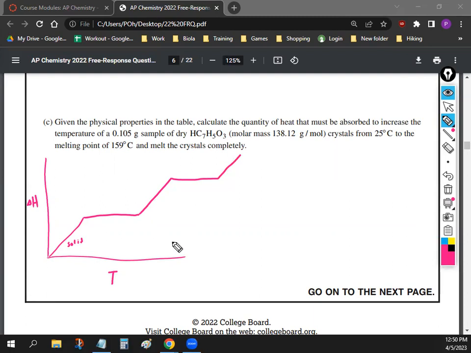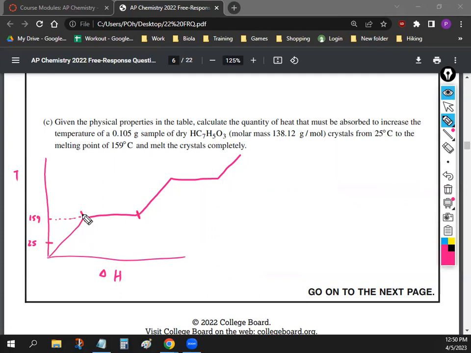Okay, so since we're talking about dry salicylic acid, which phase of matter are we starting in? Solid. We're starting in solid. Now it tells us the temperature that we start at. The temperature that we start is 25 degrees Celsius. So this is the energy and this is the temperature, sorry. So 25 degrees Celsius. We go up to the melting point, which is 159. And then we want to melt the crystals completely.